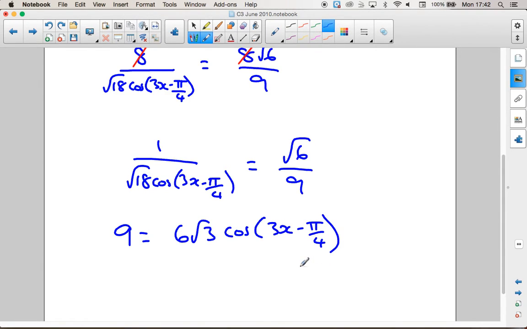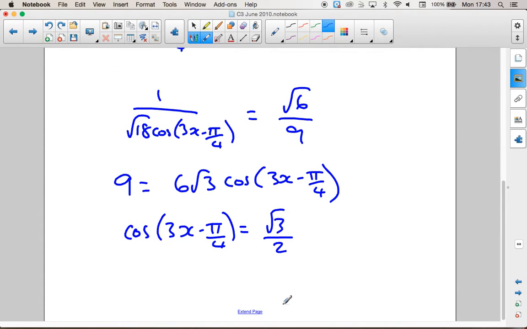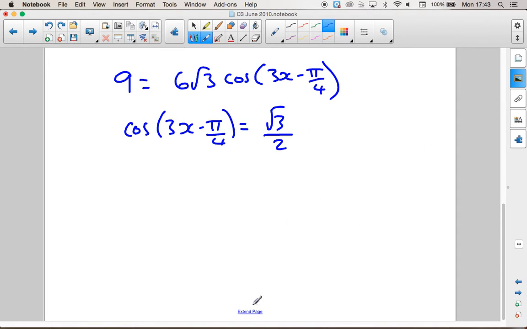If I divide my 9 by that 6 root 3, I get root 3 over 2. So I can write down that cos of 3x take pi over 4 is root 3 over 2. And now I can inverse cos, which gives me one value of pi over 6. So 3x minus pi over 4 is pi over 6.